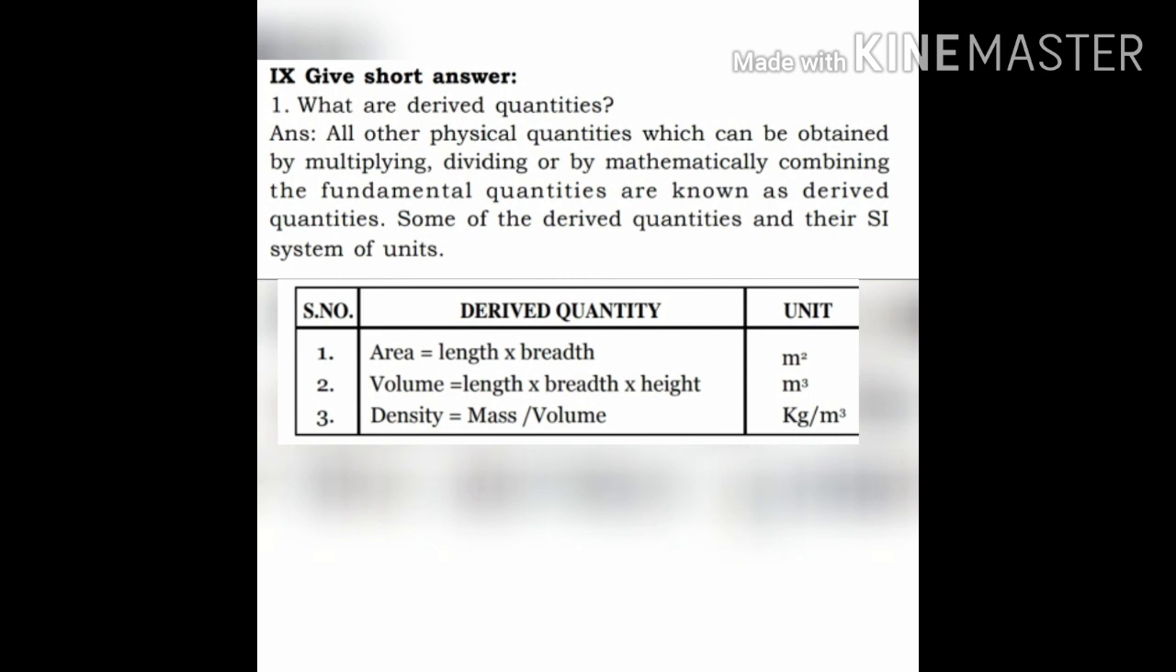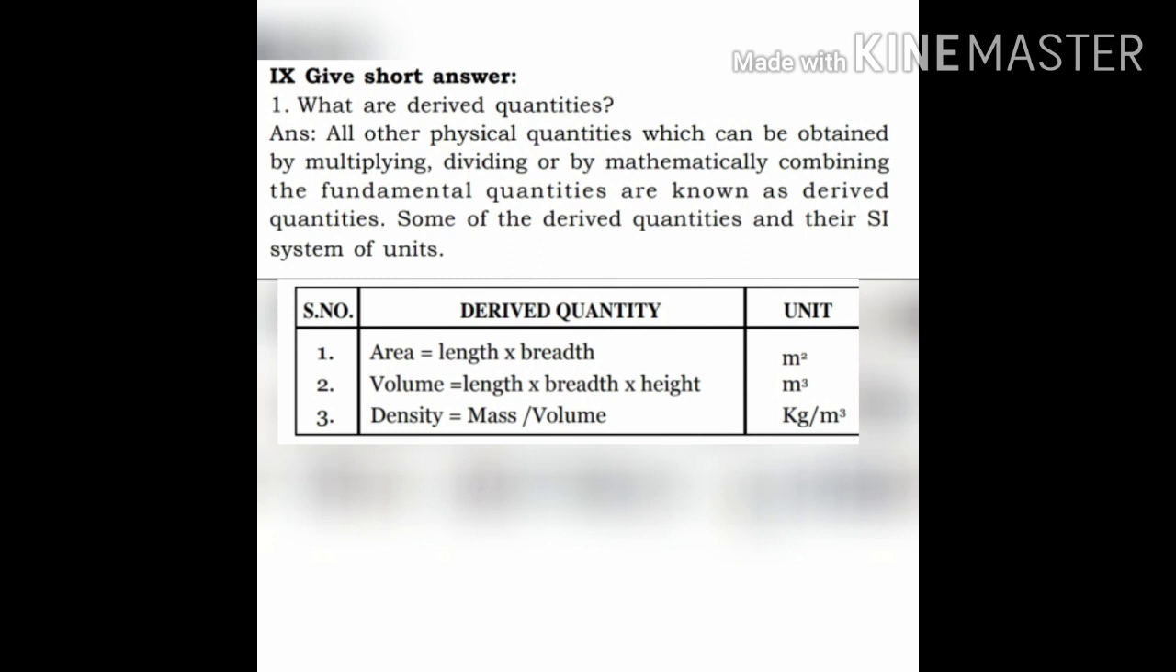First one. What are derived quantities? Answer is all other physical quantities which can be obtained by multiplying, dividing or by mathematically combining the fundamental quantities are known as derived quantities. Some of the derived quantities and their SI system of units are given in the tabular column. So totally we saw 5 derived quantities. So here they have given only 3.